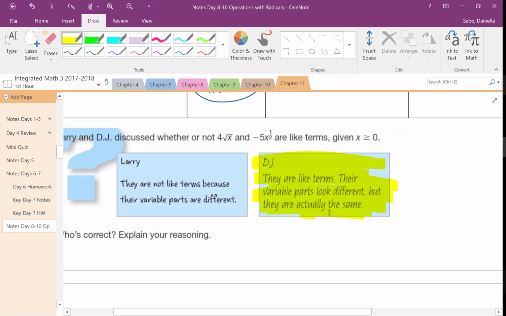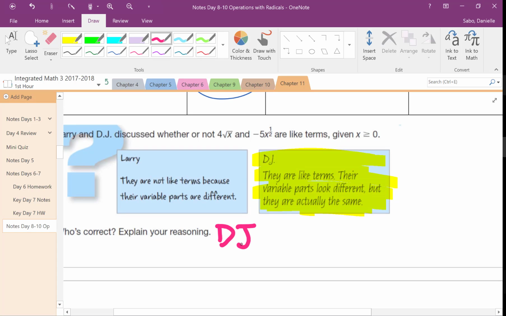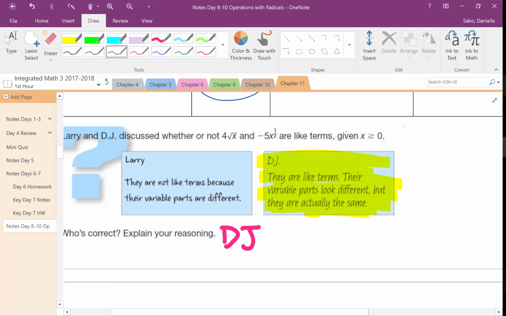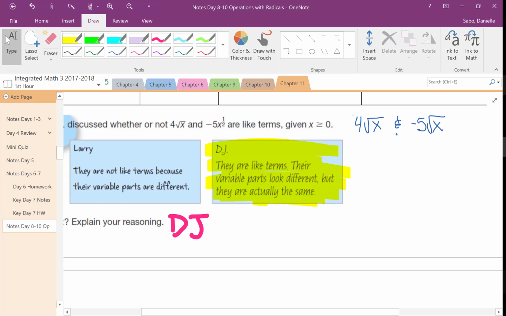Okay, DJ is our winner here, and let me explain why. DJ is correct, and here's why. Because I know I've said this, and Ms. Markowitz has said this a million times. What does this 1/2 really mean? The square root. So technically I have 4 square root x and negative 5 square root x. Now do you see that they're the same? Yes. Okay, so now they're exactly the same because I have the same index.